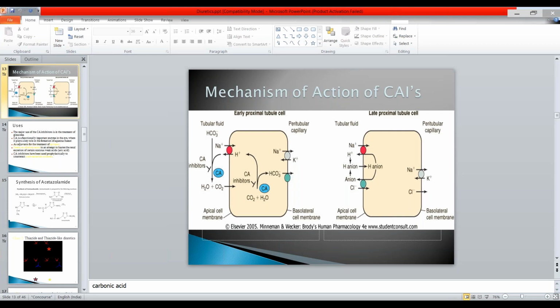The overall activity of CA inhibitors is that it is natriuretic, which means it causes removal of sodium ions. It is kaliuretic, it causes loss of potassium ions. It is bicarbonatriuretic, which means NaHCO3. These ions in combination are lost from the body into the luminal fluid because you have used a carbonic anhydrase inhibitor as a diuretic drug.